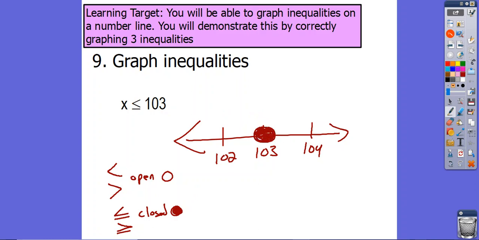Then I need to know if I'm going off to the left or the right, and we can just take this symbol and treat it like an arrow. So it is showing me that I'm going off to the left for less than, and that is what I'm looking for.